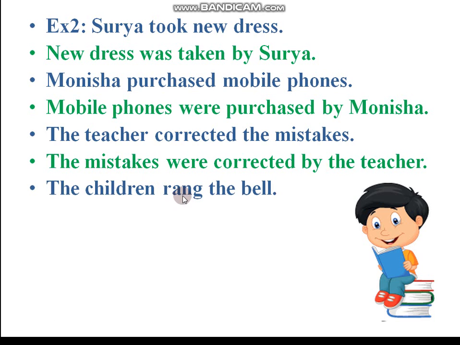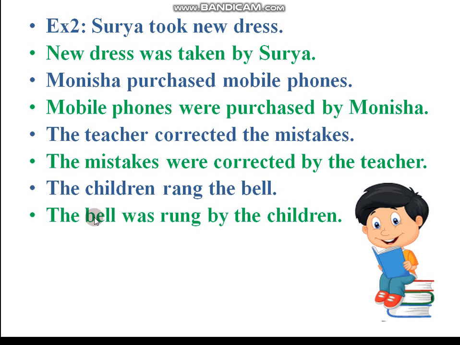The children rang the bell. Subject the children, verb rang, the bell object. When you take the object into the subject place, it comes as the bell. The bell means singular, so we need to use was. The bell was rung. Rang is V2 form, rung is V3 form. Ring, rang, rung. That's why the bell was rung by the children.